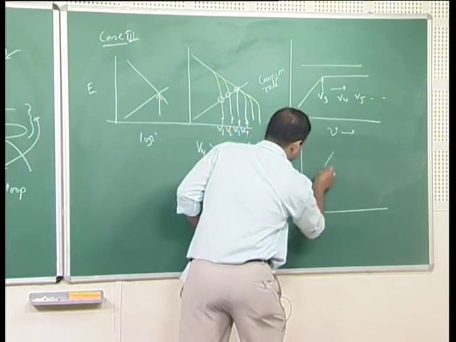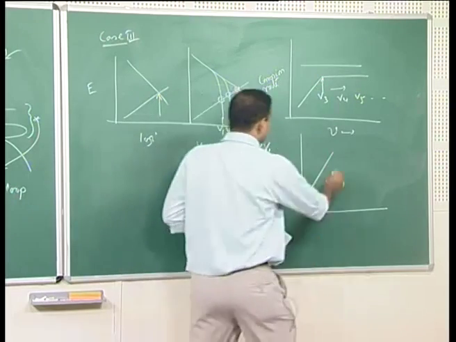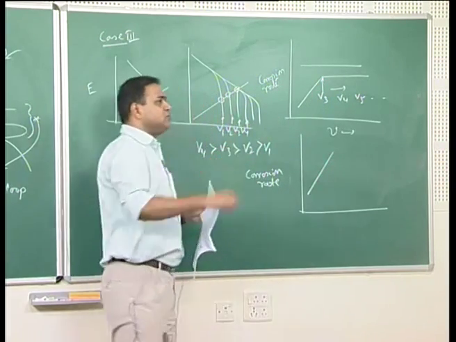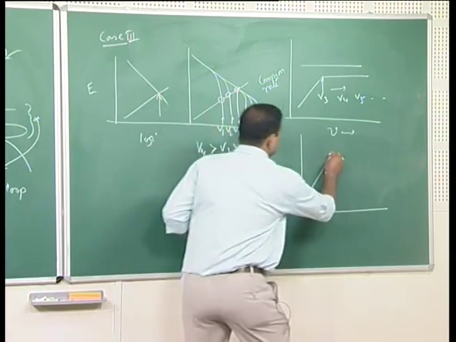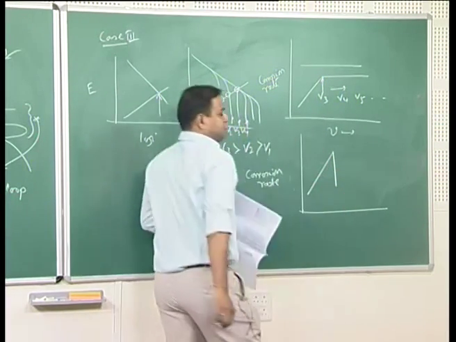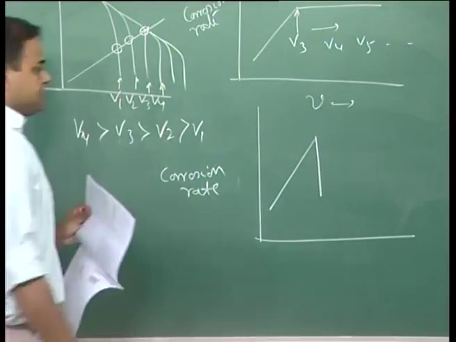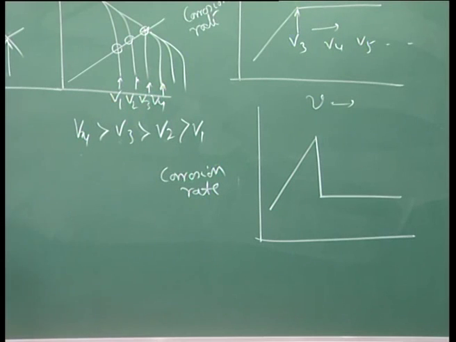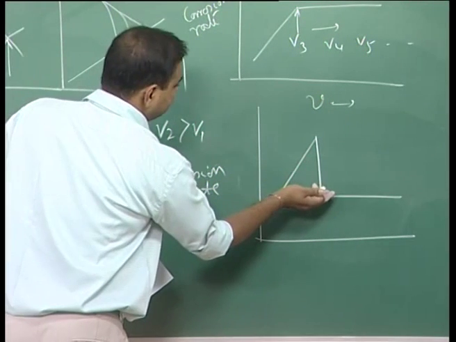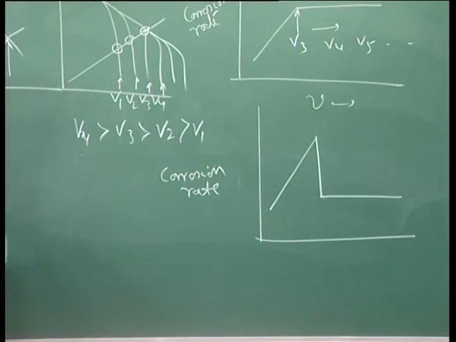There I can have this situation. Initially it will increase, and then after reaching some critical value of velocity, it will suddenly drop, and then after that you will see that it is almost constant. So, what could possibly be the reason for this phenomenon, where this is my velocity?